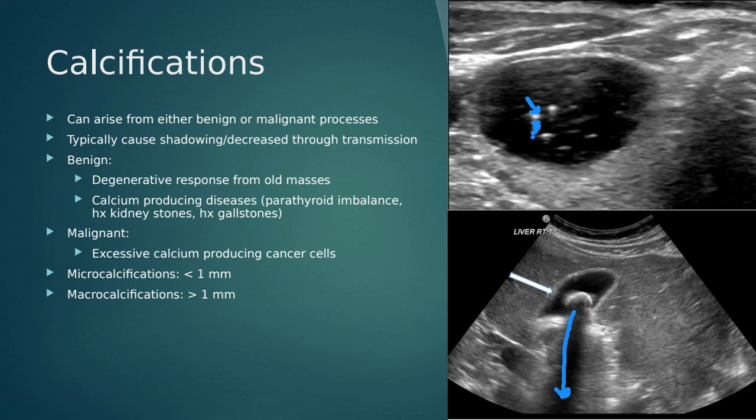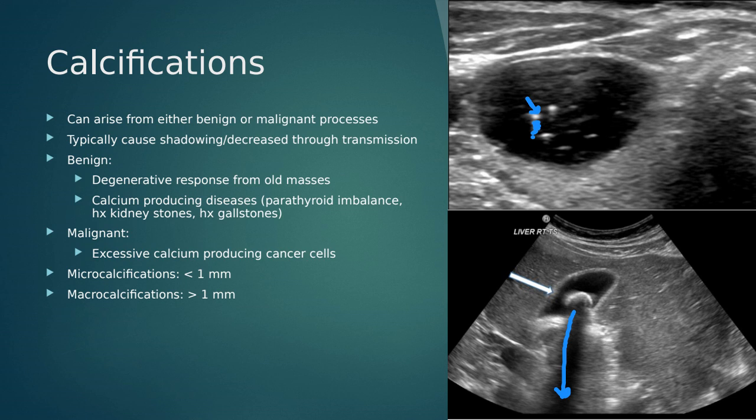So it really is important for us to get a very clear patient history and make sure that we have really accurate blood work on the patients as well. Microcalcifications are going to be when we see these calcifications and they're really, really small, less than 1 millimeter in size, and anything greater than 1 millimeter is going to be considered a macrocalcification.